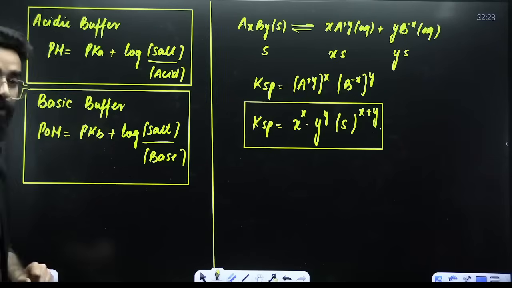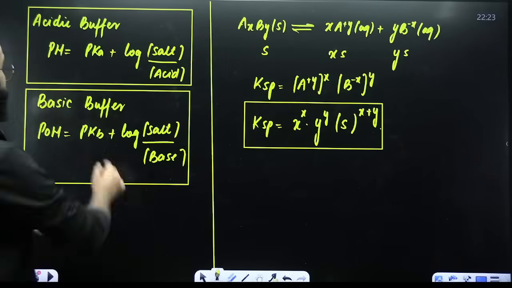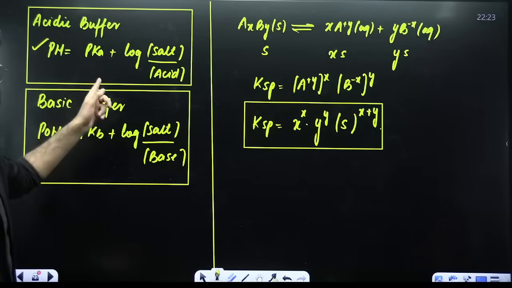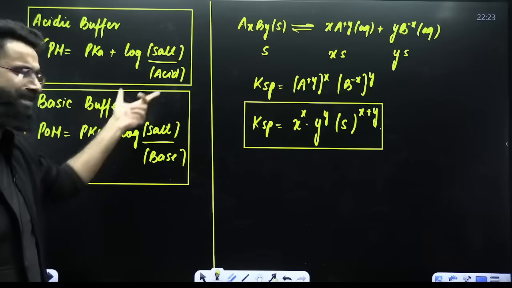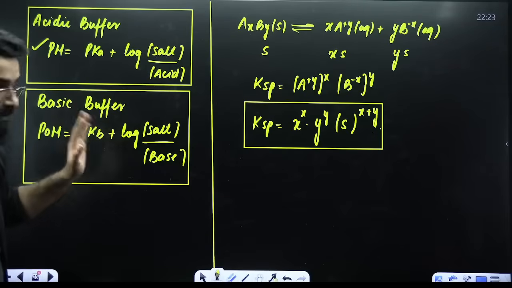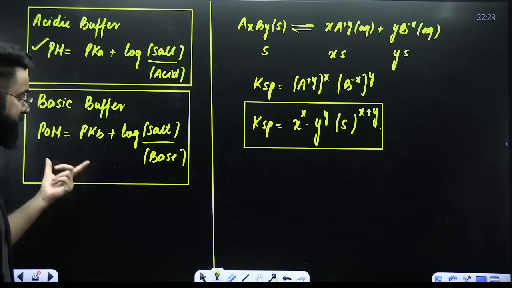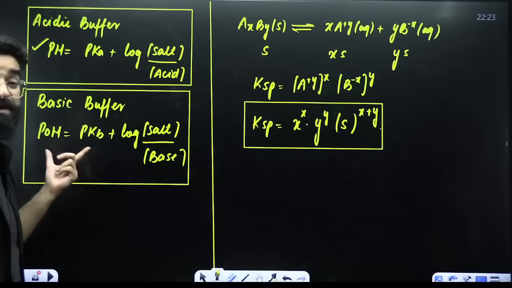Okay. Now, in case of acidic buffer, how do you calculate pH? pH is equal to pKa plus log of concentration of conjugate base divided by acid, or you can directly say concentration of salt divided by acid. Similarly, in case of basic buffer, this is the result with the help of which you can calculate pOH.